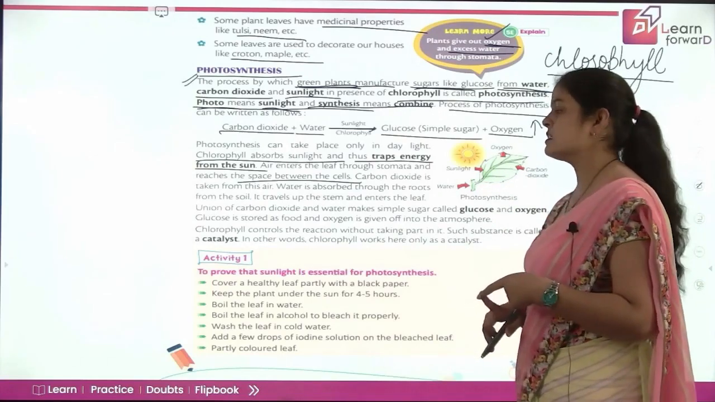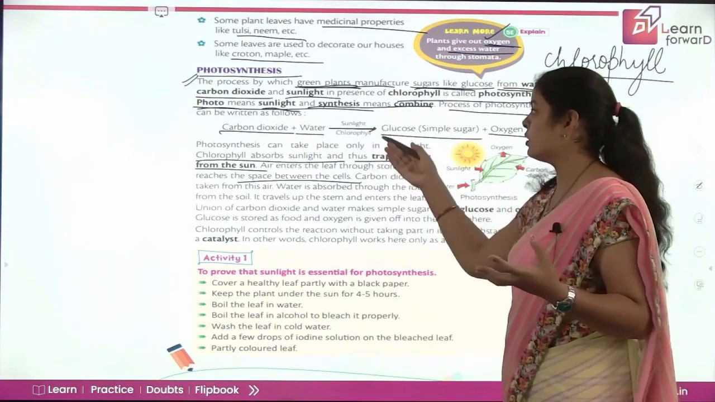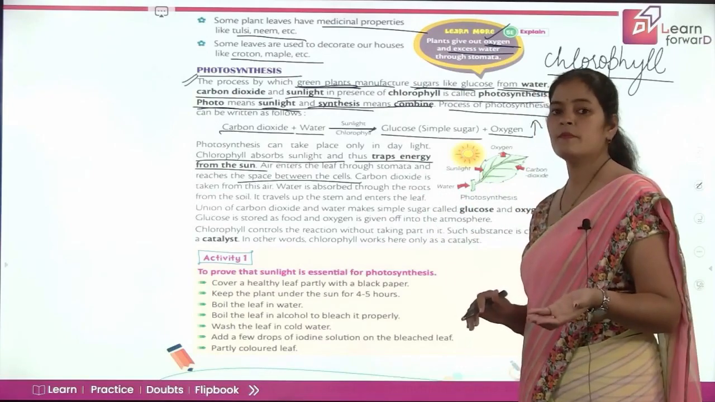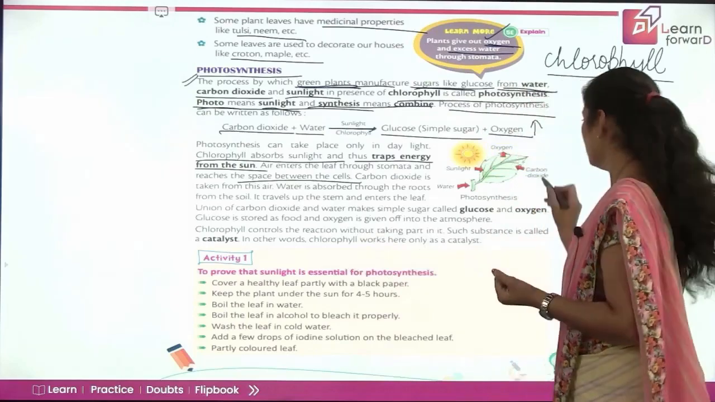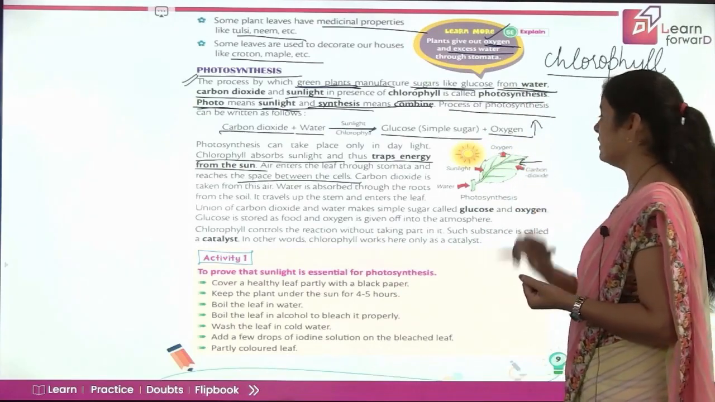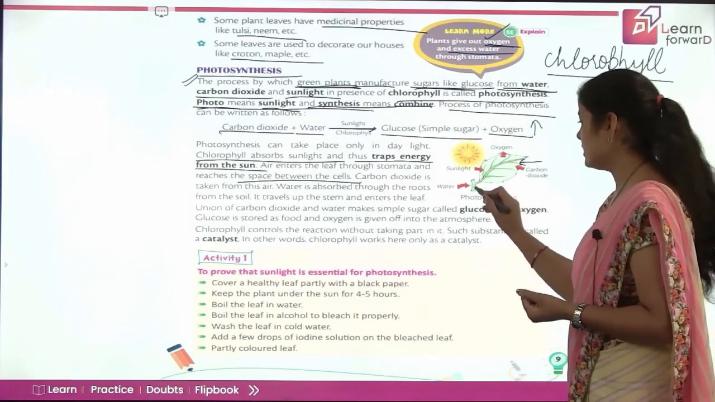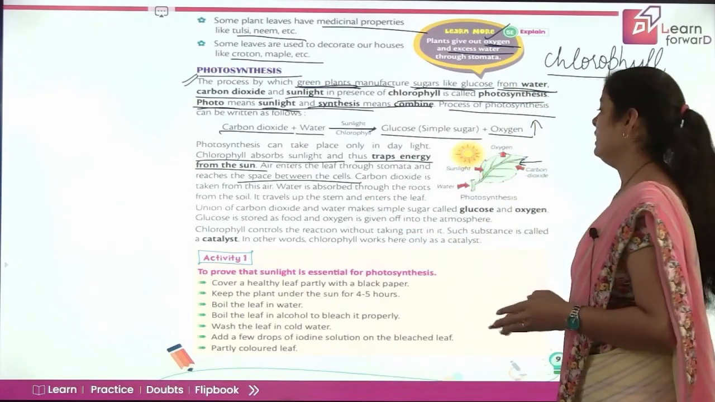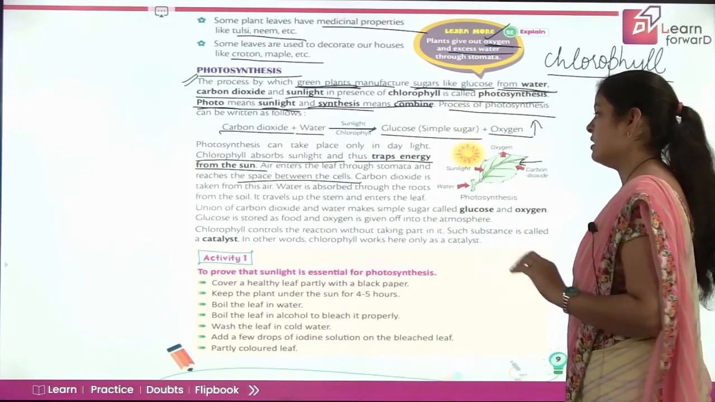So here they are saying that these requirements, we already know what the 4 requirements are, but from which places are we getting these things. First they are saying carbon dioxide is taken from the air, so carbon dioxide is entering the leaf. Water is absorbed through the roots. So water is coming from the roots to the stem, then to the branches, then to the leaves. It travels up the stem and enters the leaf.